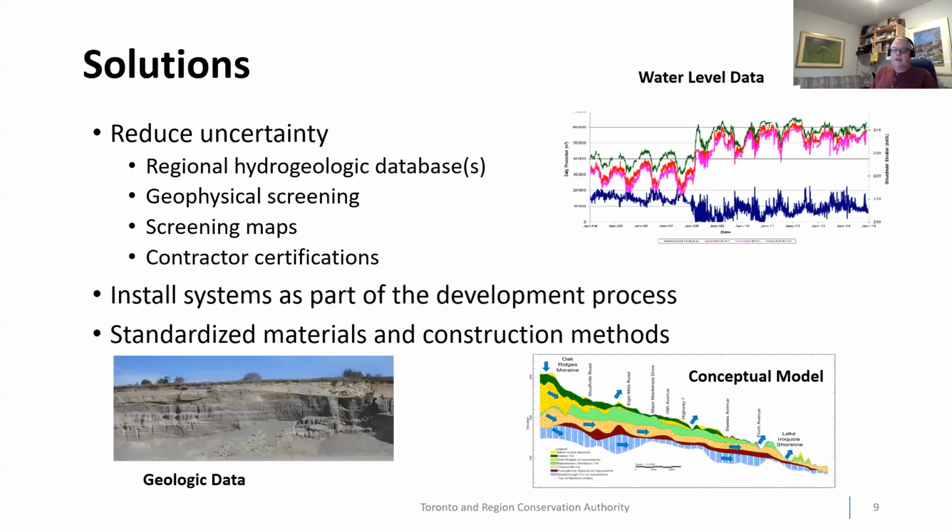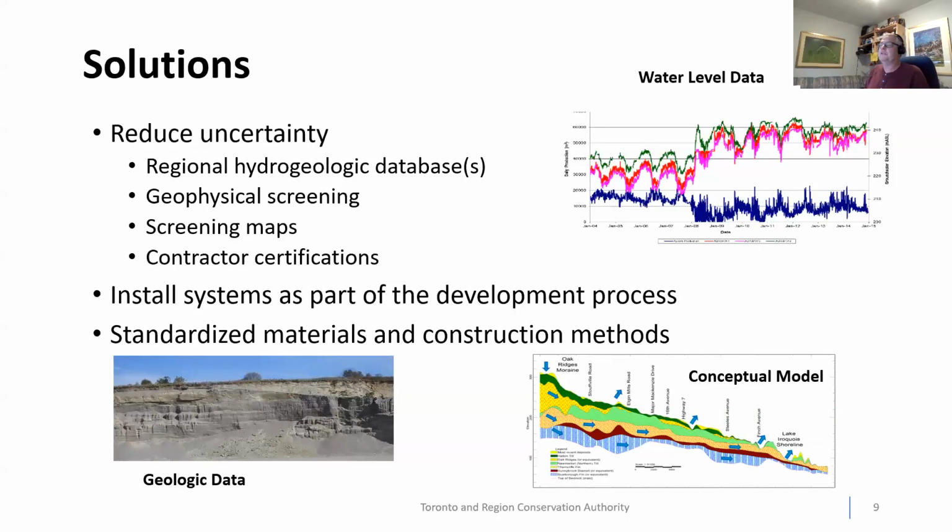So how do we solve some of these problems? The idea is to reduce uncertainty by utilizing some of the regional hydrogeologic databases you've heard about through this conference this year and other years. Geophysical screening is a great approach, and again, we've seen some examples of that. And producing screening maps that people can use to review the area that they're looking at and see what might be possible in their area.